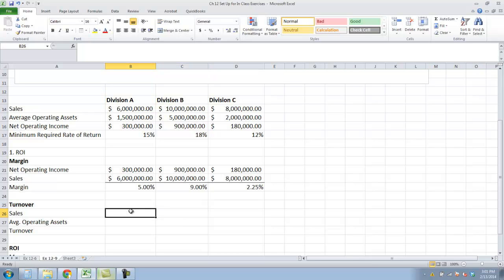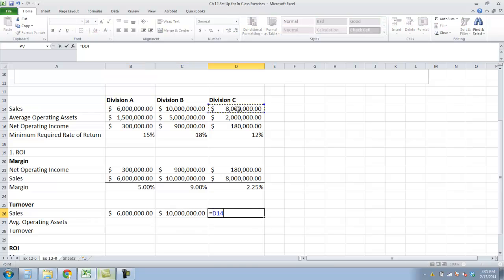All right, now we have to calculate our turnover. This is sales, sales, sales, average operating assets. Now we just divide.